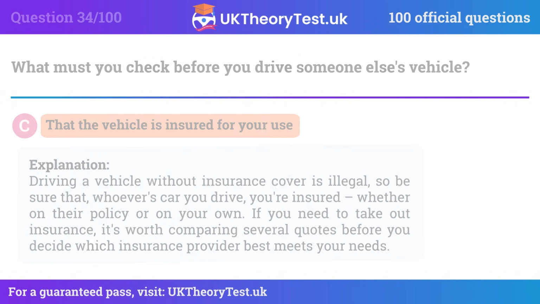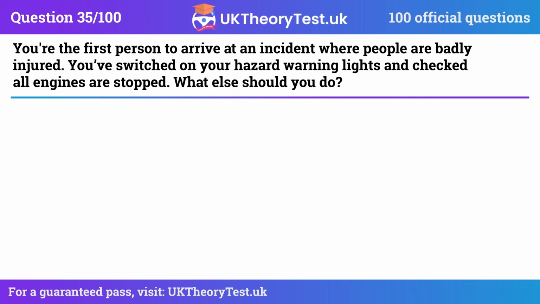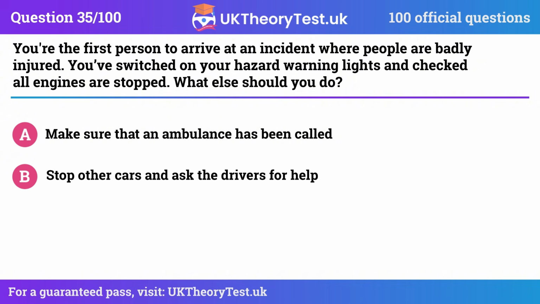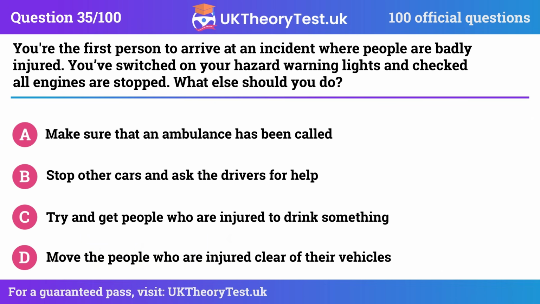your needs. Question 35. You're the first person to arrive at an incident where people are badly injured. You've switched on your hazard warning lights and checked all engines are stopped. What else should you do? A. Make sure that an ambulance has been called. B. Stop other cars and ask the drivers for help. C. Try and get people who are injured to drink something. D. Move the people who are injured clear of their vehicles.